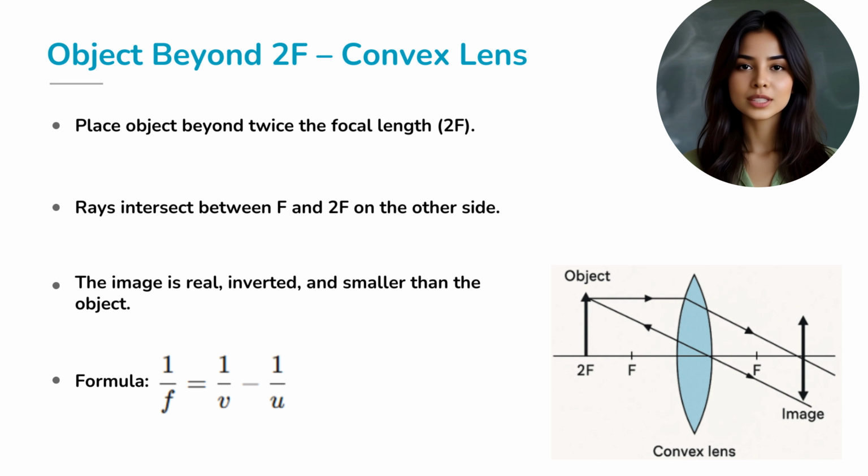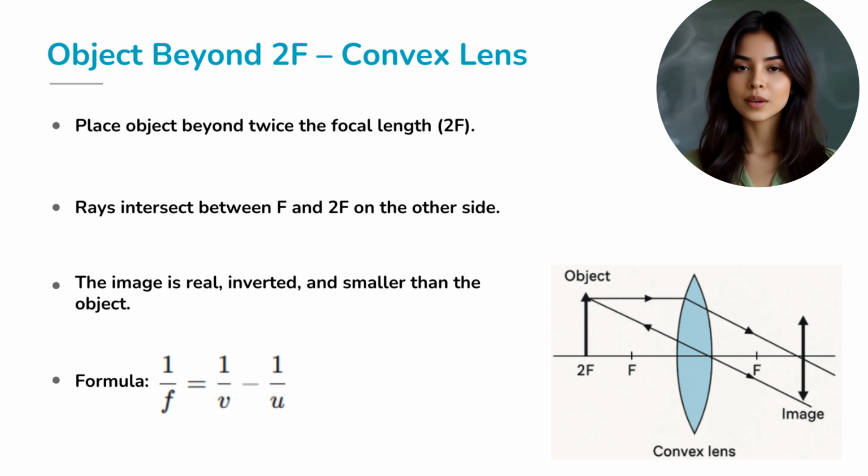Now for the real-world connection, this is how cameras capture photos of distant objects. When you take a picture of a tall building, the lens of your camera reduces that massive structure into a tiny, neat image on the sensor. Without this property of convex lenses, photography as we know it wouldn't even exist.